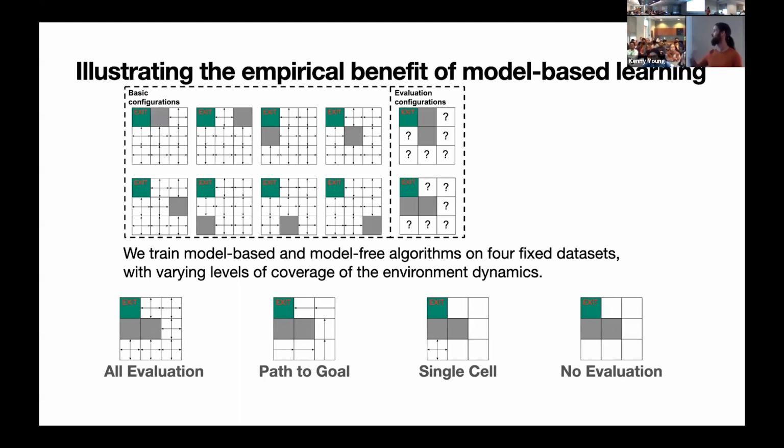Last of all is the no evaluation case, where I don't include any evaluation data at all, but I still include all the data from the basic configurations. So all the data sets include those basic 1 wall configurations, but vary in how much data they include about the 2 wall configurations.